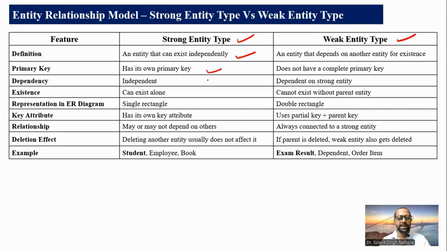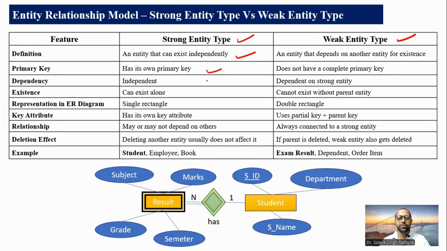Similarly, we have the employee, the book, the department, or the customer. All these are strong entities. In an ER diagram, a strong entity is represented using a single rectangle. You can see it over here in the diagram.